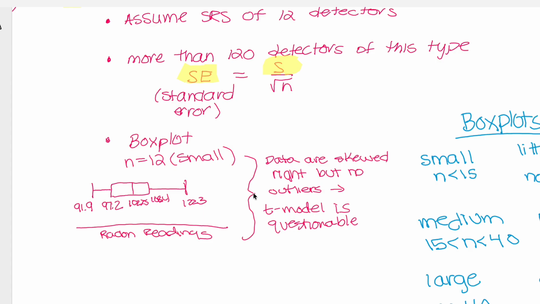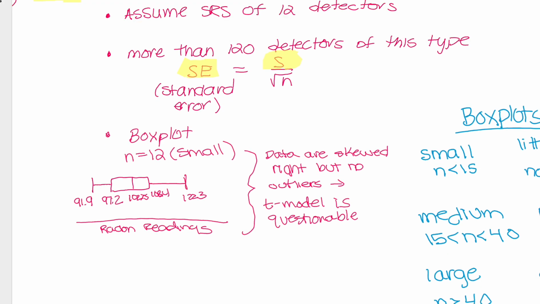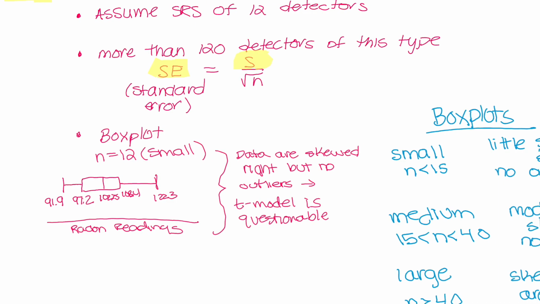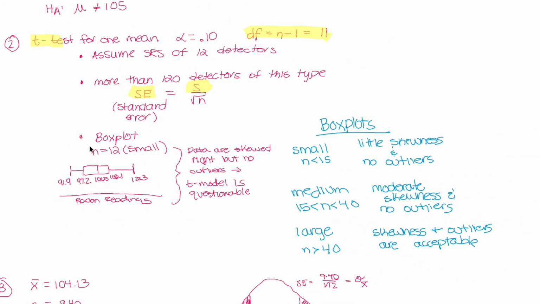From the box plot, the data are skewed right, but no outliers. This is moderate skewness, right? And we're using a 12 sample size, which is considered small. So using a t-model in this scenario may be questionable, which means even though at the end we are able to draw a conclusion by using this t-model, we have to think back and ask ourselves, what are some potential errors or potential biases, or what might we have missed? Just always be questionable to yourself when you're doing statistics.